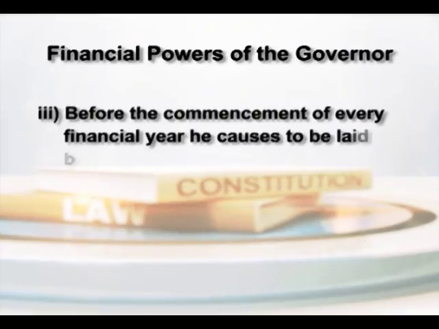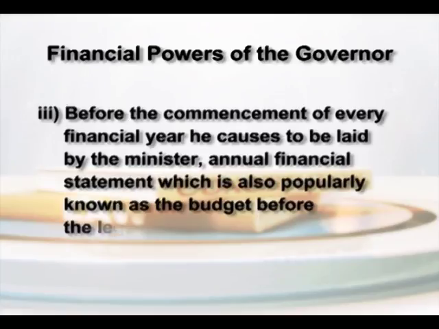Thirdly, before the commencement of every financial year, he causes to be laid by the minister the annual financial statement, which is also popularly known as the budget, before the legislature. No demand for grants or proposal for taxation can be made by a member of the House except by the ministers acting in the name of the governor.